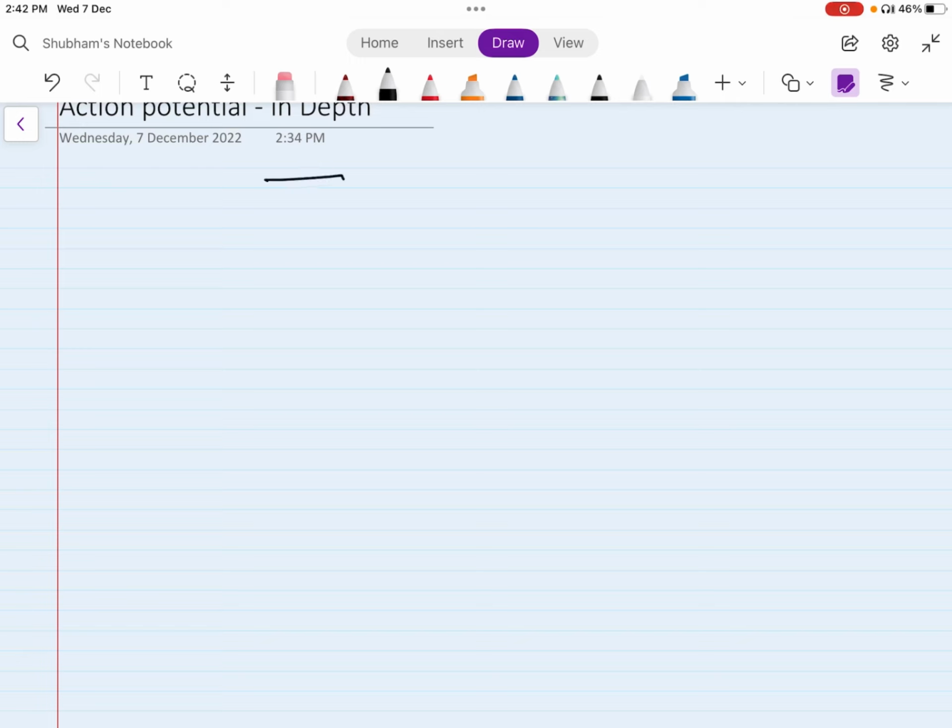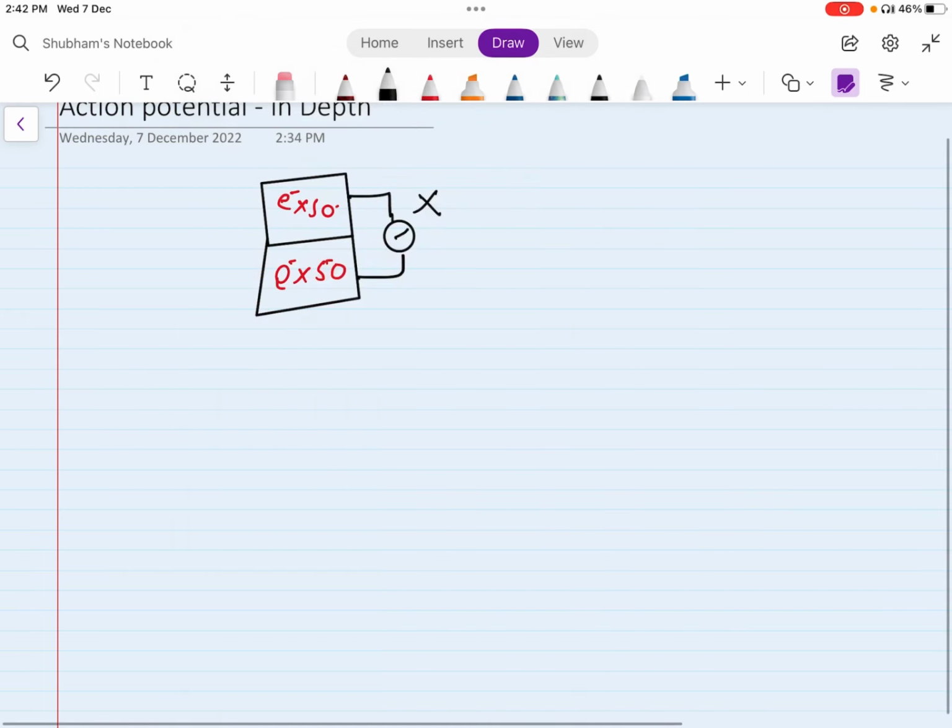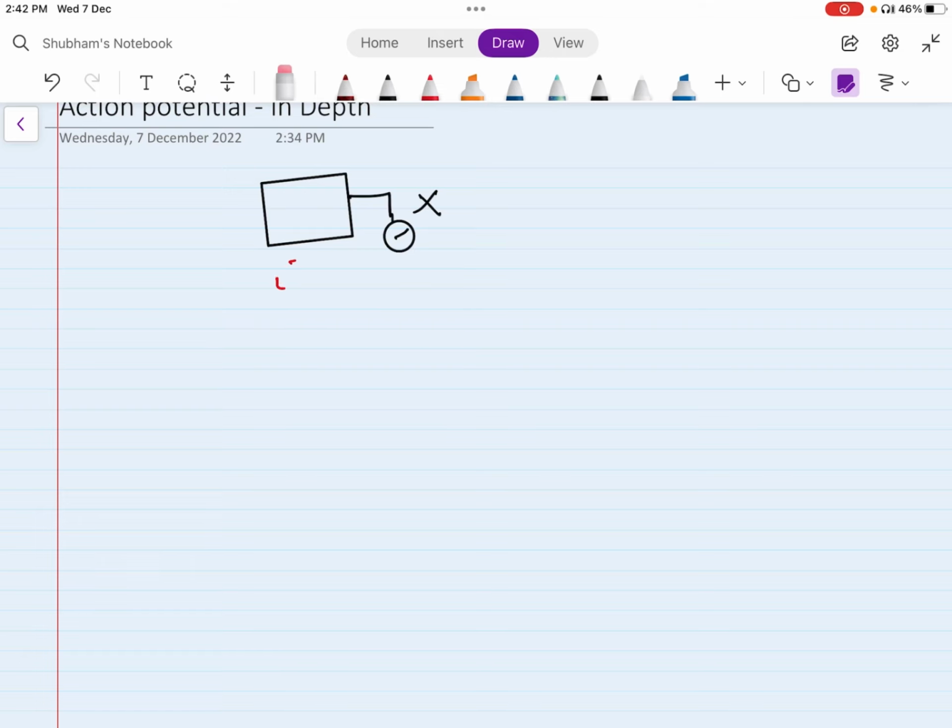For example, you have two chambers, right? Each of them has electrons in it. For example, this one has 50 electrons. This one also has 50 electrons. What happens when you connect both of the chambers? You connect these chambers and you put a voltmeter in between them. How will it respond? Will it respond? No. Why? Because the potential is the same on both sides.